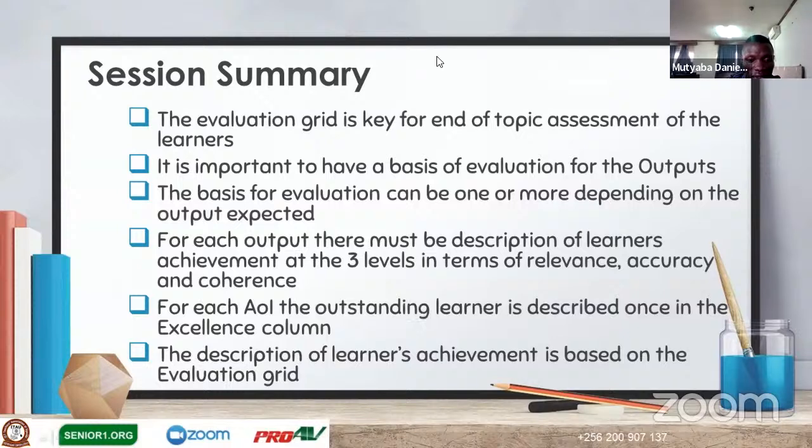Then the description of the learner's achievement is based on the evaluation grid. So you judge the learner's achievement basing on the evaluation grid, members. Unlike the previous curriculum where we had a marking guide, after marking, you give a mark, and then you wait for something else. Here we are basing on the evaluation grid, as you're going to see.